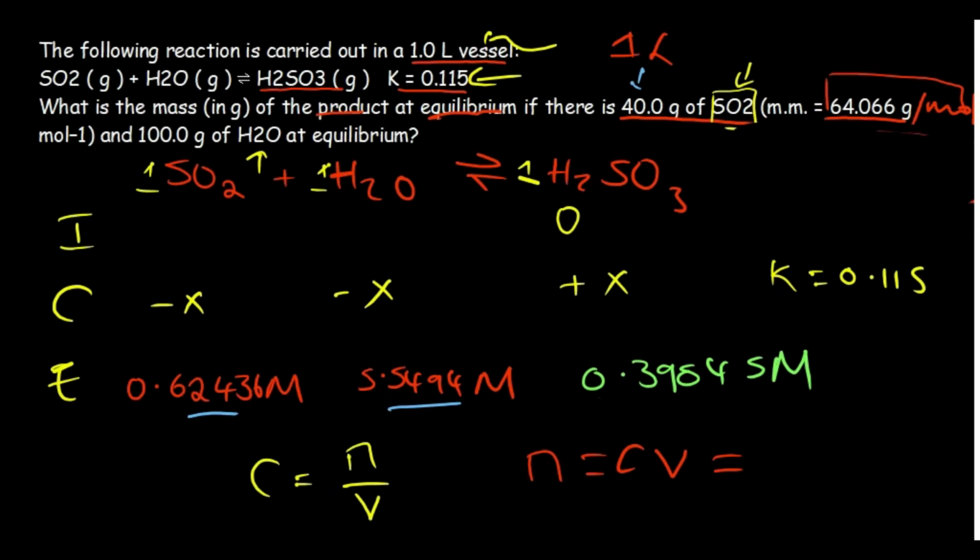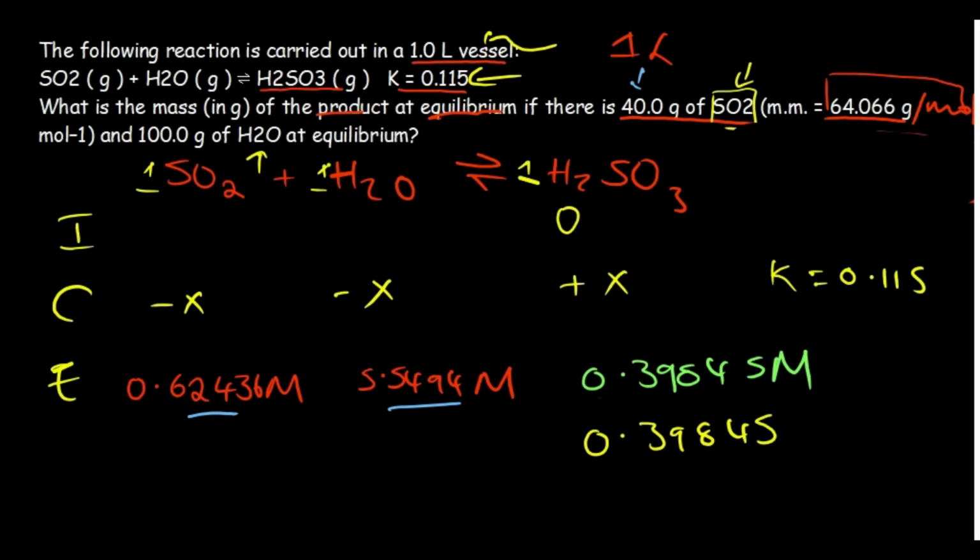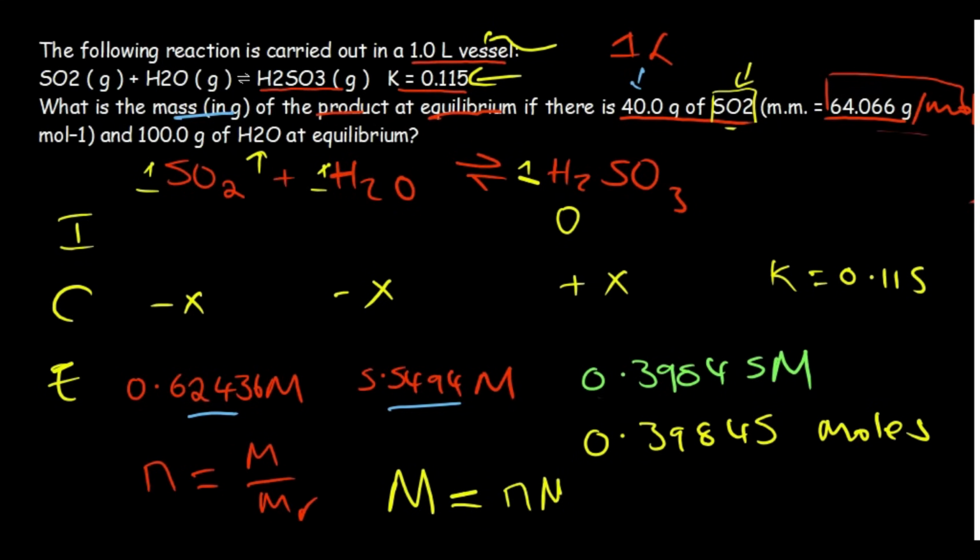So therefore, in a case where the volume is equal to a single liter, the number of moles is the same, 0.39845 moles, because of a single liter. So number of moles is given as a product of concentration and volume. So we've got the number of moles now. Now, if we are to find the mass as required, and we have the number of moles, we also know that number of moles is given as mass over molar mass. So if you make mass the subject, mass also becomes a product of number of moles and molar mass. So we have our number of moles to be that value.